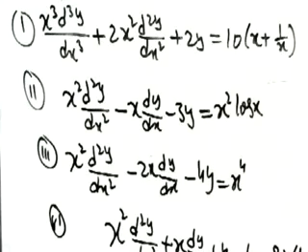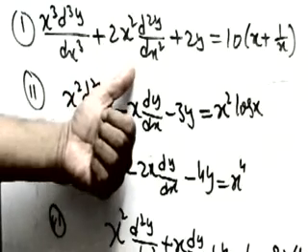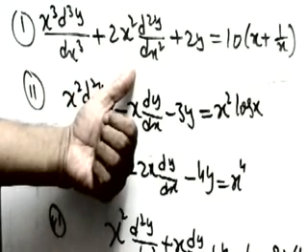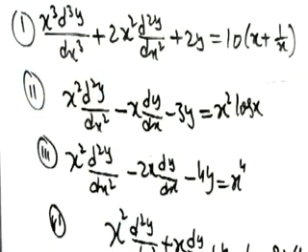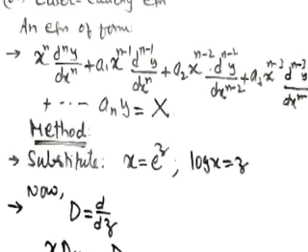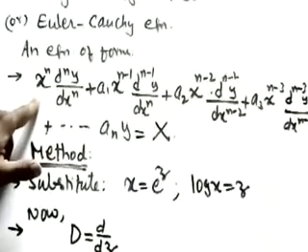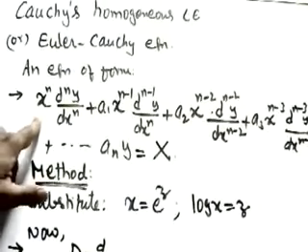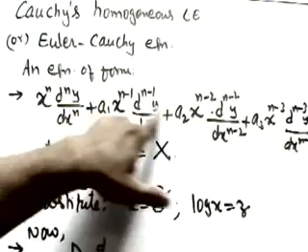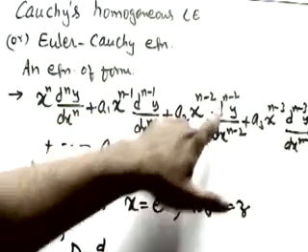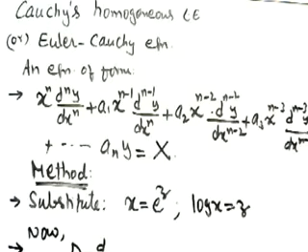The examiner will not give you the hint to solve this by Cauchy's linear equation. We must see the question, observe it, and recognize that these types of questions are homogeneous equations. So there is a method for this. The general form is x power n d power n, plus x power n minus 1 d power n minus 1, plus x power n minus 2 d power n minus 2. So these are called Cauchy's homogeneous equations or Euler-Cauchy equation.